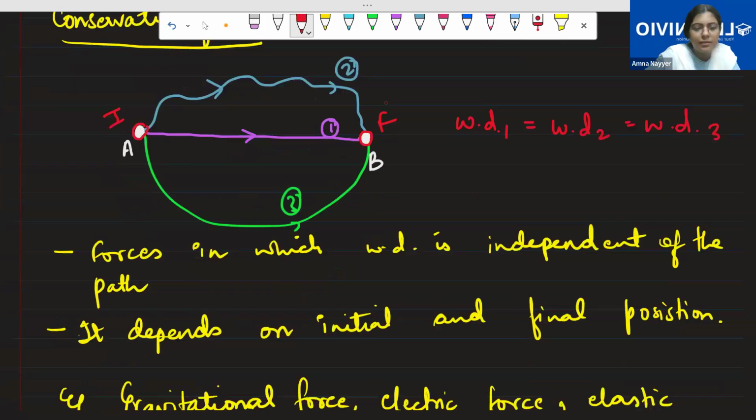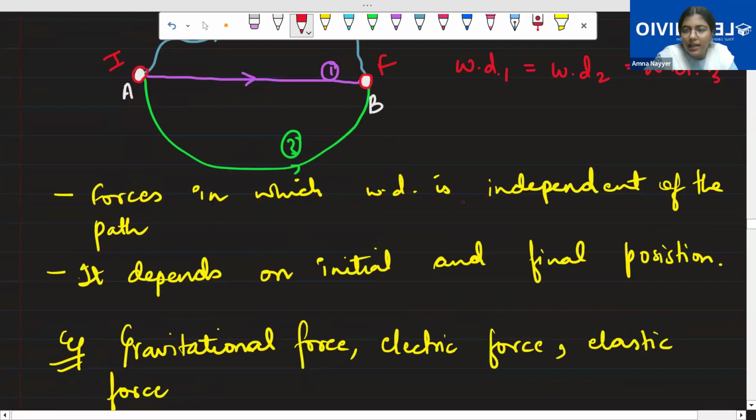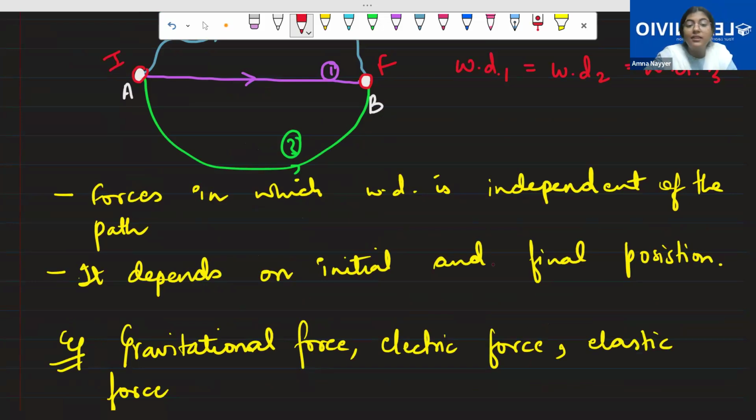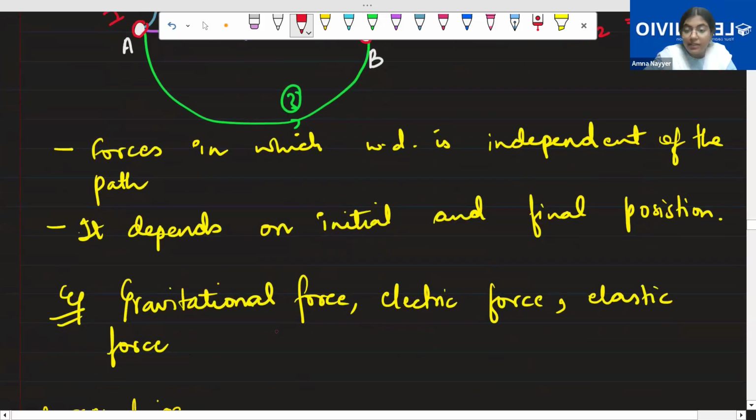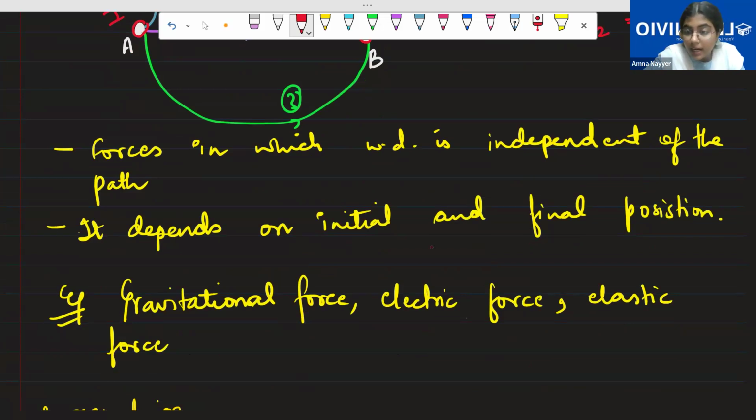Okay, so that's what has been written as well. Forces in which work done is independent of the path. It depends on the initial and the final points. Like your gravitational force, electric force, elastic force, all three forces you'll have to study. That's why I said understand the potential energy property. You'll have gravitational potential energy in the gravitation chapter, electric potential energy in class 12th, and elastic potential energy in the chapter mechanical properties of solids.